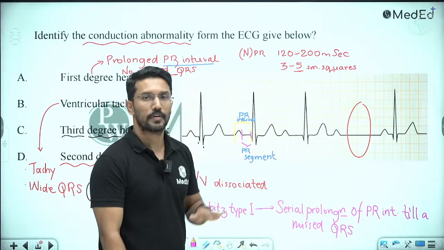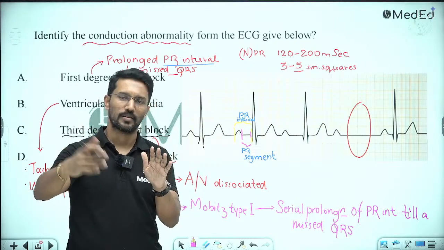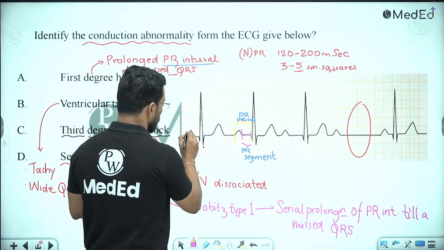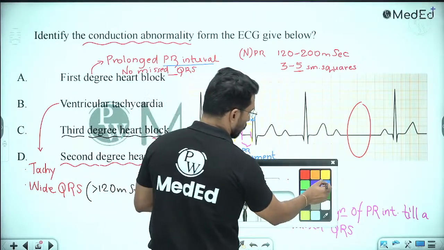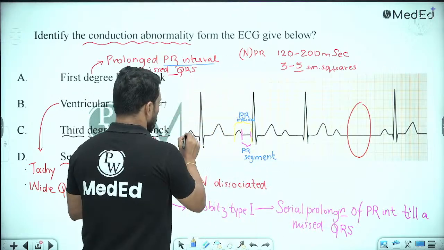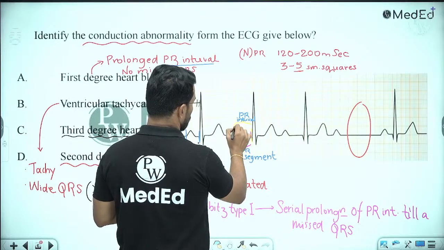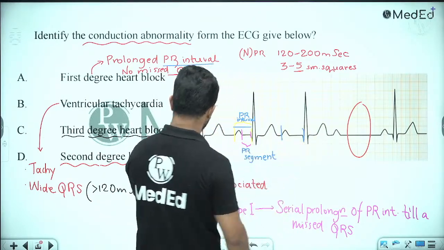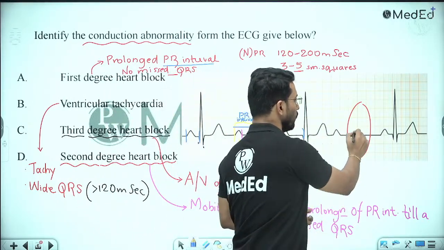Does this ECG fit into that? Serial prolongation of PR interval, then a missed QRS, then again the cycle continues. Does it fit into that? See, look at this. Look at the PR interval here. Okay, let me use a different color so that you can relate to what I'm saying. So look at the PR interval here. Okay, look at this PR interval. Look at the PR interval here. Don't you think it is serially increasing and then you have a missed QRS?